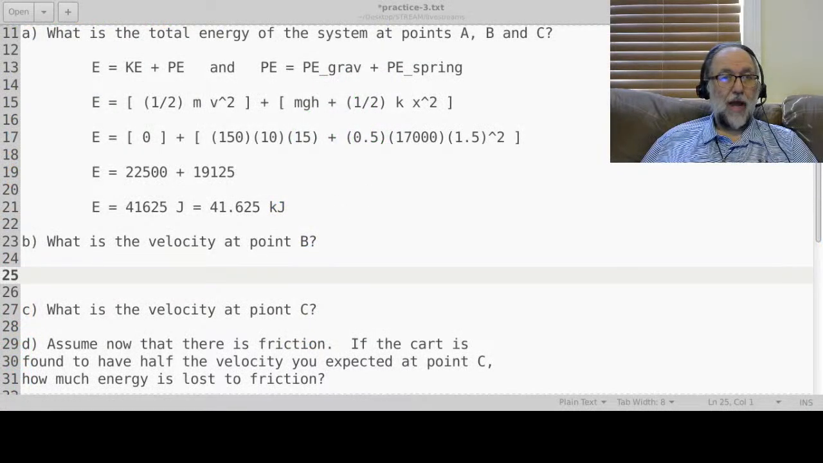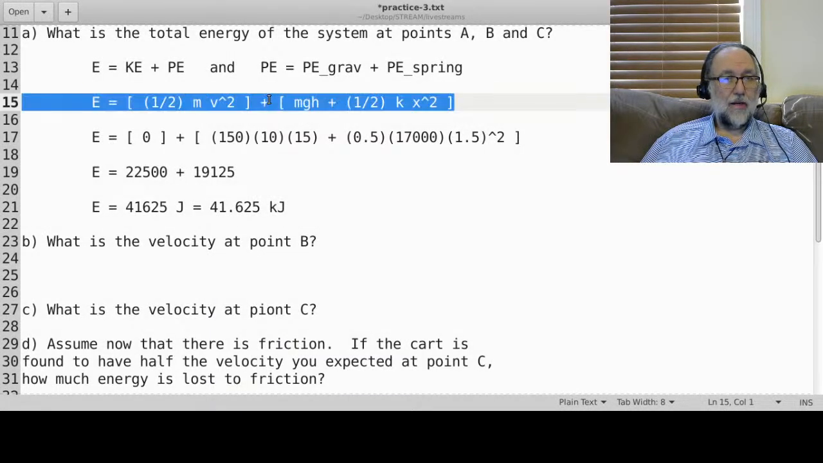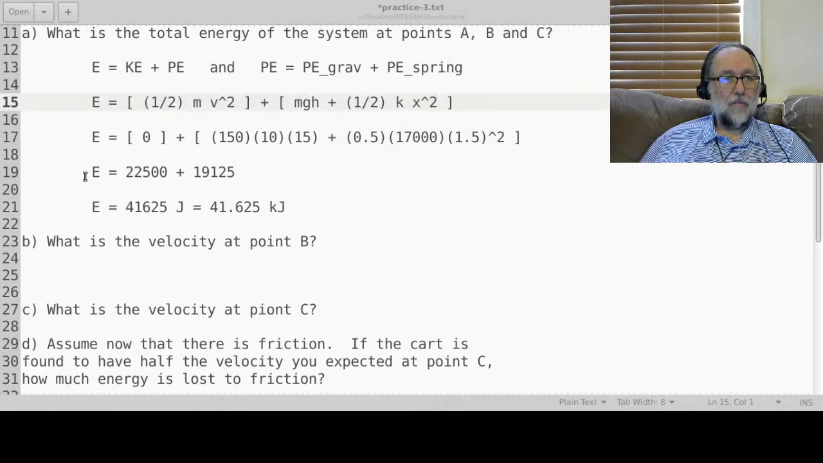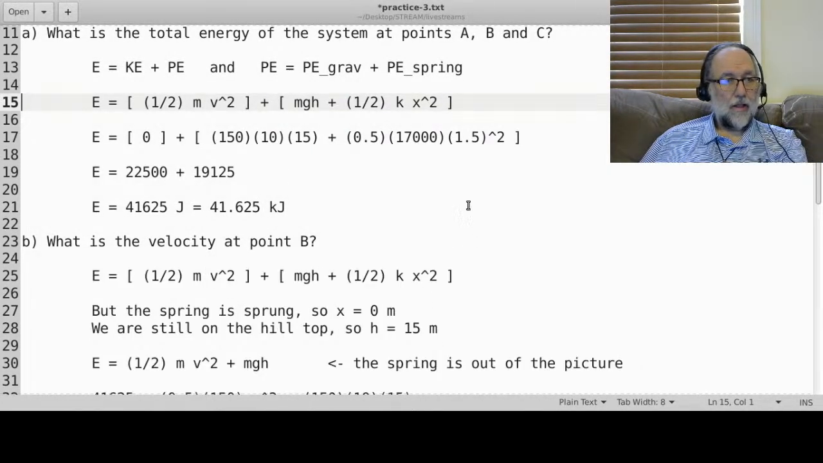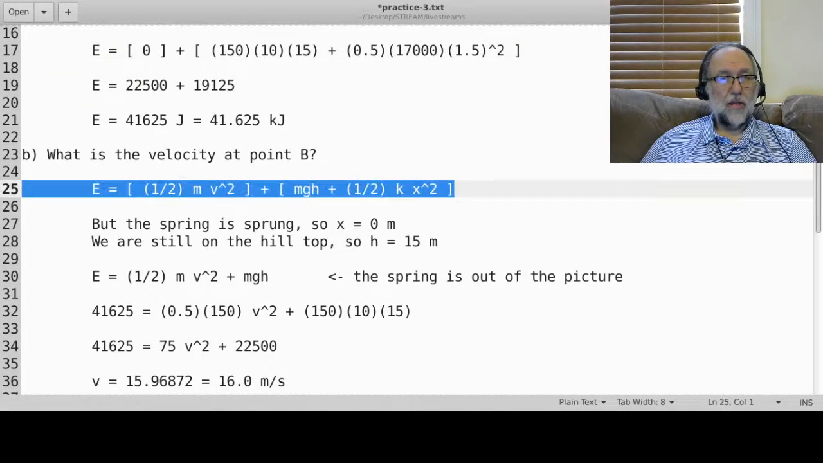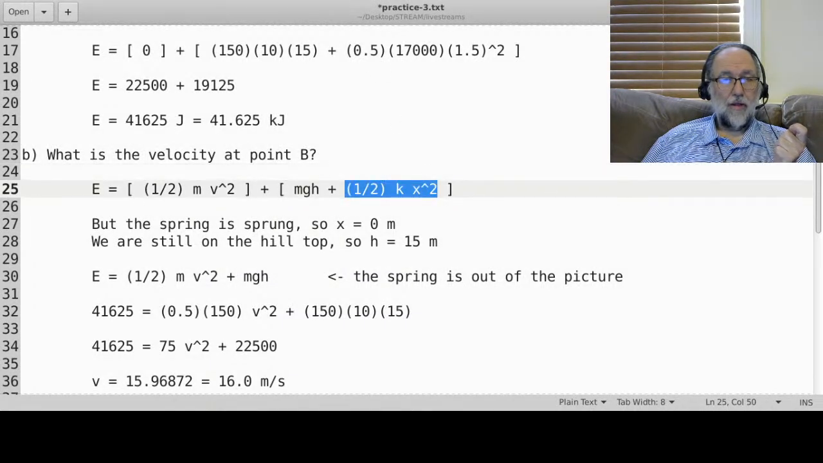All right, and so how do you do that? Well, you could still start with that formula there. But now just be aware that the spring has sprung, so to speak, and so x is equal to 0. x is how much the spring is compressed, and if the spring has given up its energy, it's not compressed anymore. But we're still at the top of the hill, so h is still 15 meters, and the only part of it that goes away is the 1/2 kx squared. This part is now 0.